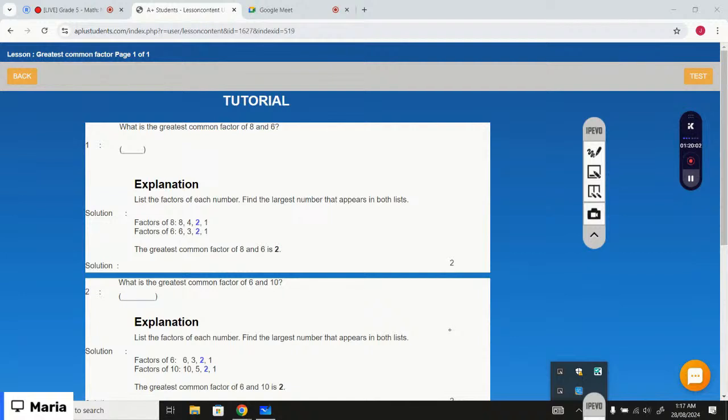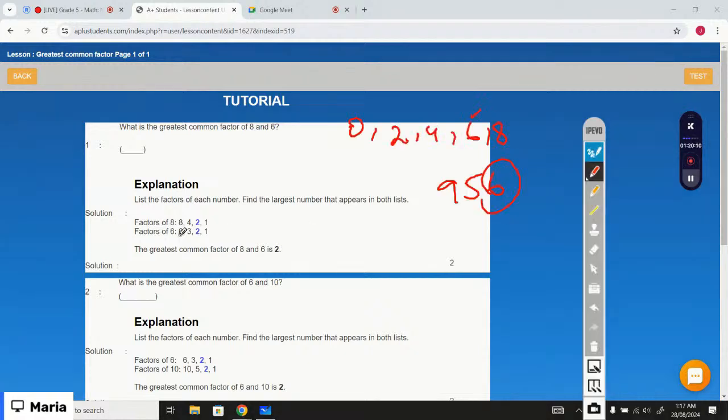So list the factors of each number. Factors are the numbers that when you multiply them make 8. For example, you can see here the factors of 8. 8 times 1 is 8, so 8 and 1 are factors of 8. Then 2 times 4 is 8, so 2 and 4 are factors of 8, right? Same way you need to list down the factors of 6. 6 times 1 is 6 and 2 times 3 is 6.